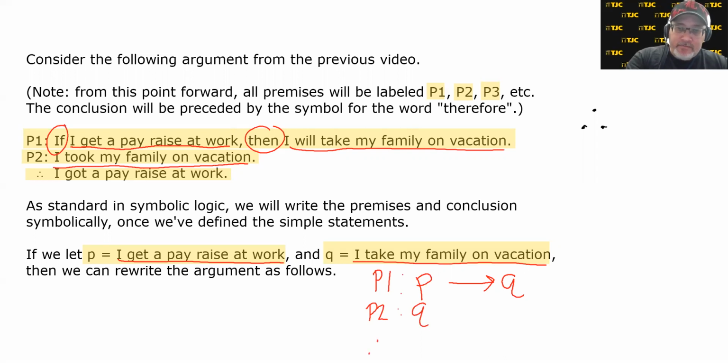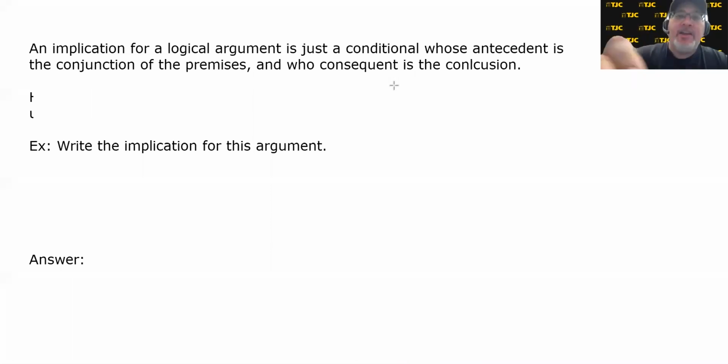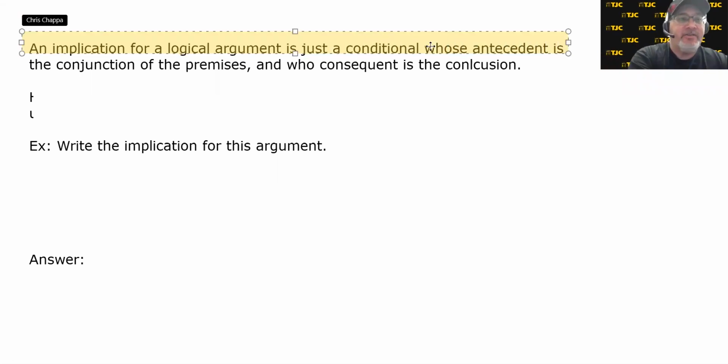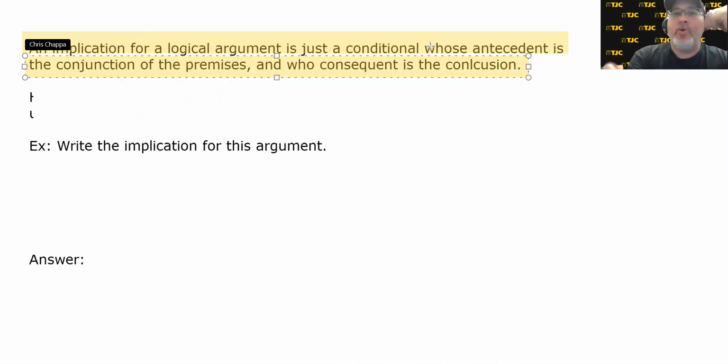Therefore, I got a pay raise at work, which was P. This is our argument written symbolically, but this is not an implication. So what is an implication? An implication for a logical argument is just a conditional whose antecedent is the conjunction of the premises and whose consequent is the conclusion. All right, let's break that down real quick.